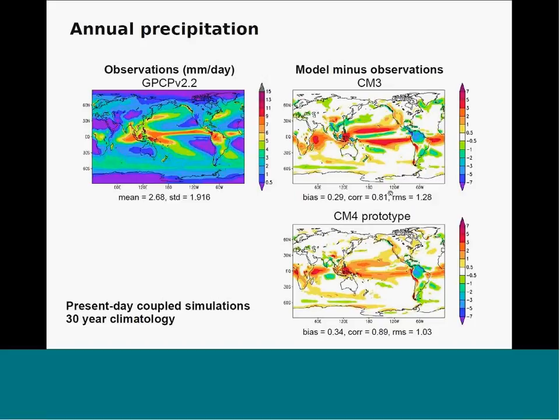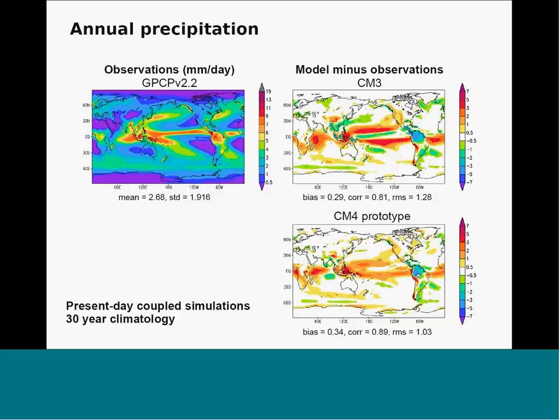If you compare CM3 versus CM4, you see that there's an overall substantial improvement. The RMS error goes down from 1.28 to just above 1. The correlation also goes up from 0.81 to 0.9. And you see that CM3, like all CMIP5 models, was suffering from a double ITCZ, which is characterized here by those excessive precipitation, those red bands here. It is still present in CM4, but it's substantially reduced compared to what it was in CM3. So this is quite a progress that we have made.